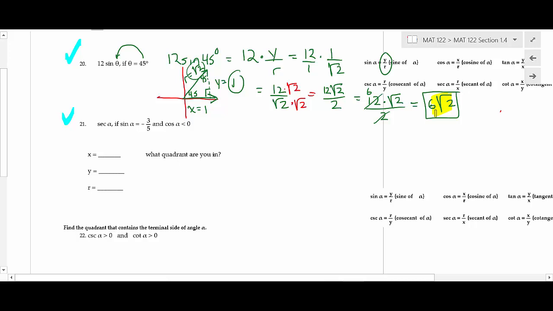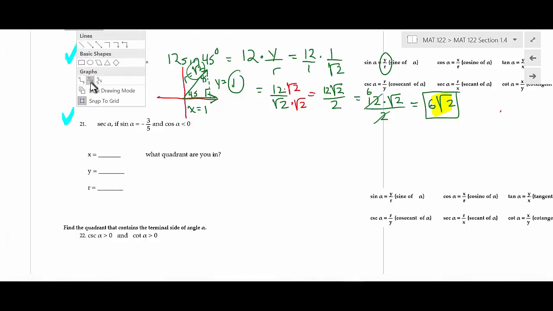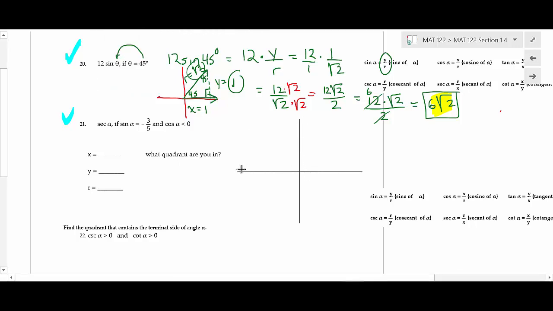Okay, now the next problem, okay, what we're doing on this one is, I think a good starting point on these problems is always trying to figure out the quadrant you're in.